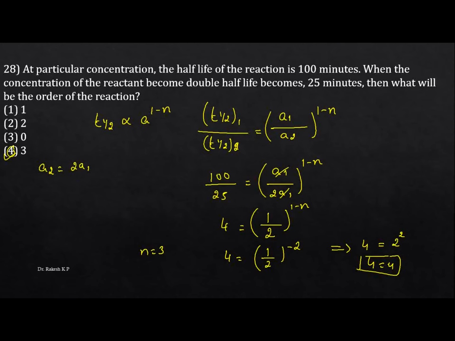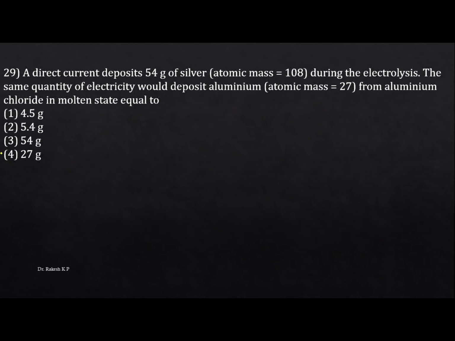Okay, so next one. A direct current deposits 54 gram of silver during the electrolysis. The same quantity of electricity would deposit aluminium from aluminium chloride in molten state is equal to. So this question is related to Faraday's second law. Let me take W1, the mass of the metal, here I am going to take silver. The silver metal W1. The W2 will be the mass of the aluminium.